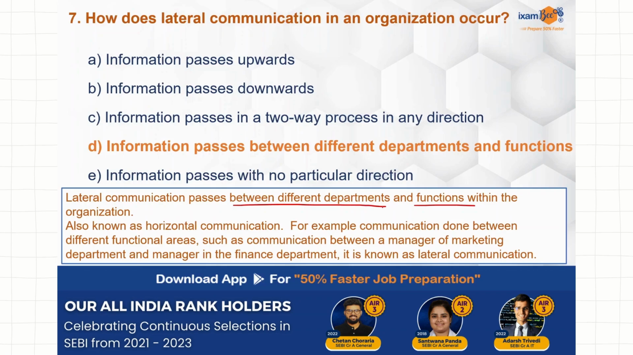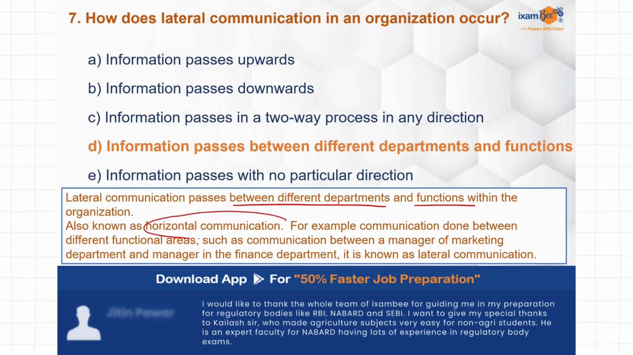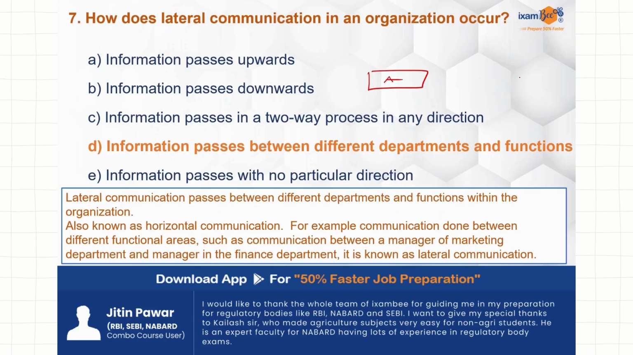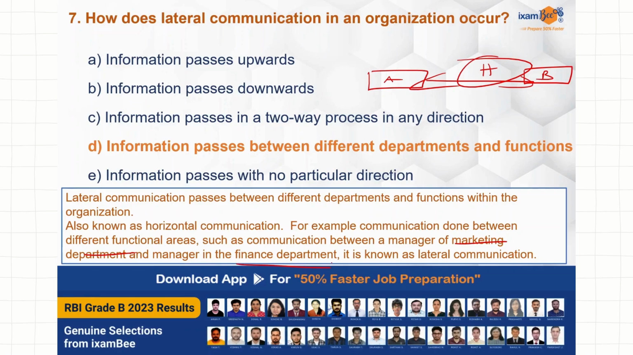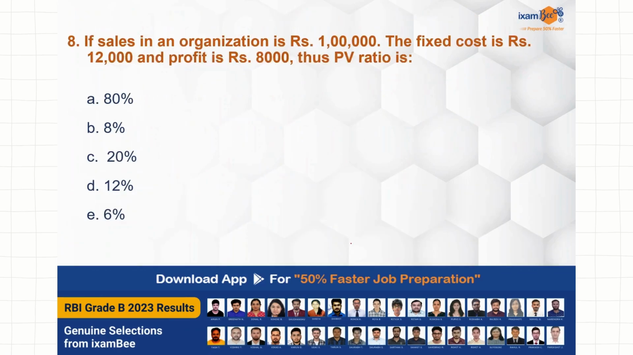So the communication that is passing between different departments, that is your lateral communication. Acha, one thing to note here is this is also called horizontal communication. Because this is happening between two departments, right? The departments are at a similar level, so this is called horizontal communication also. Say for example, a manager of the marketing department is interacting with the manager of the finance department. So this is lateral communication.